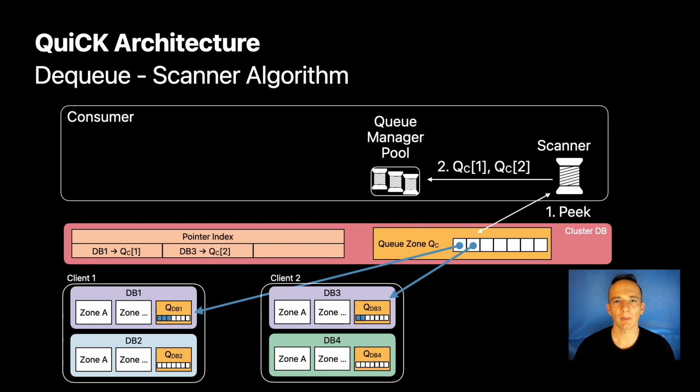Now let's see what's happening on the consumer side. We start with a scanner thread. We have one scanner in each consumer instance. The scanner is responsible for picking vested pointers from QC and passing them to queue managers.